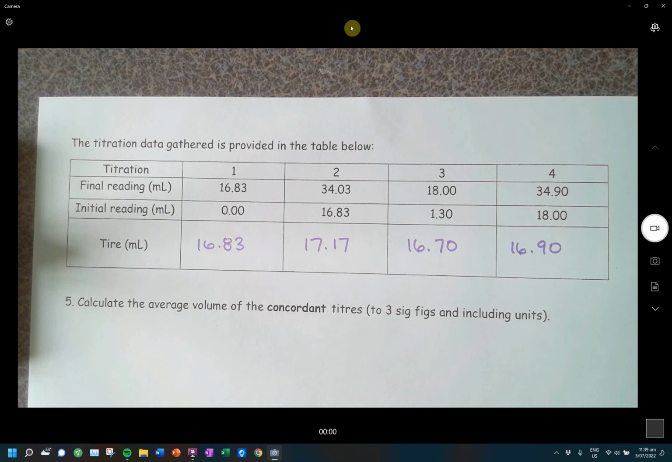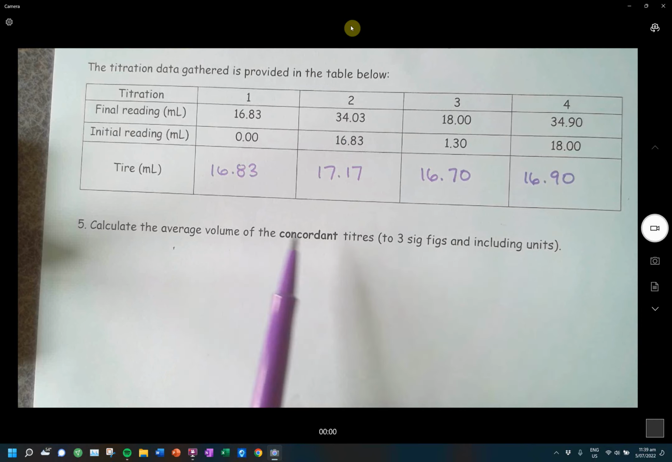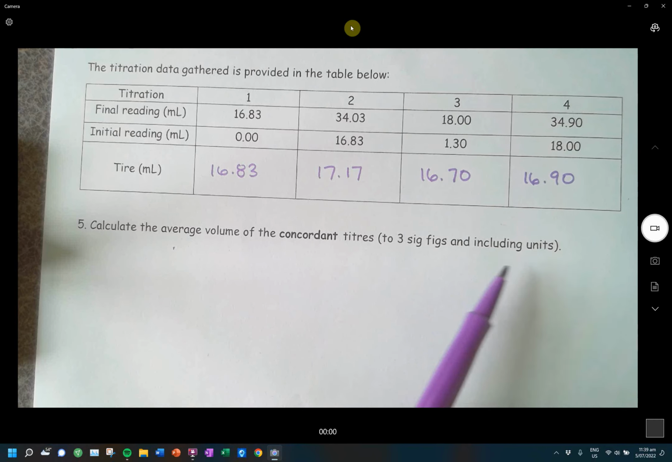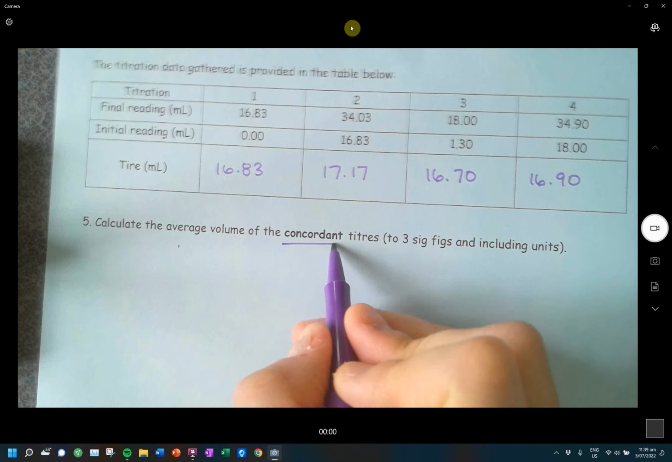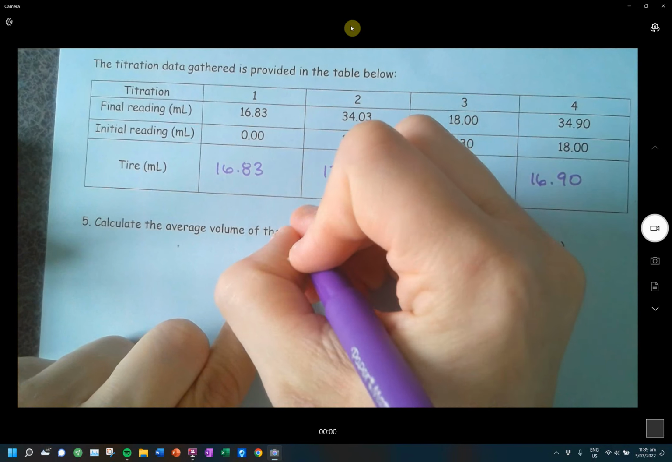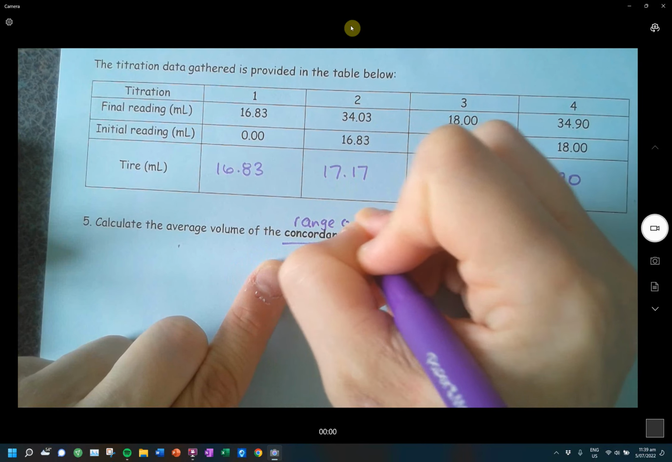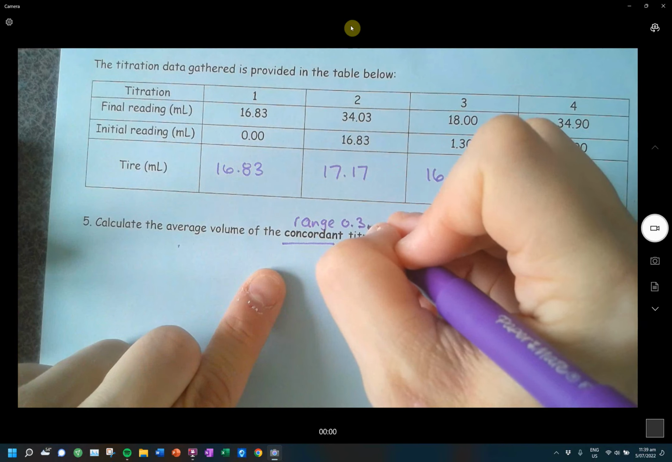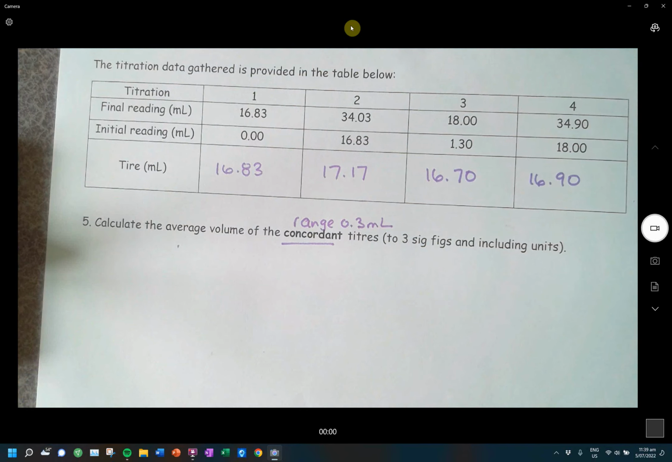All right. So you need to calculate the average volume to 3 significant figures, including units, and we want concordant data. So concordant data is data that is within a range, and I have to just double check the range. I think it's within, let's see, a range of 0.3. So the minimum value and the maximum value should have a difference of 0.3. If it's any further than that, then I'm not going to be able to get merit. So we got to exclude some data.